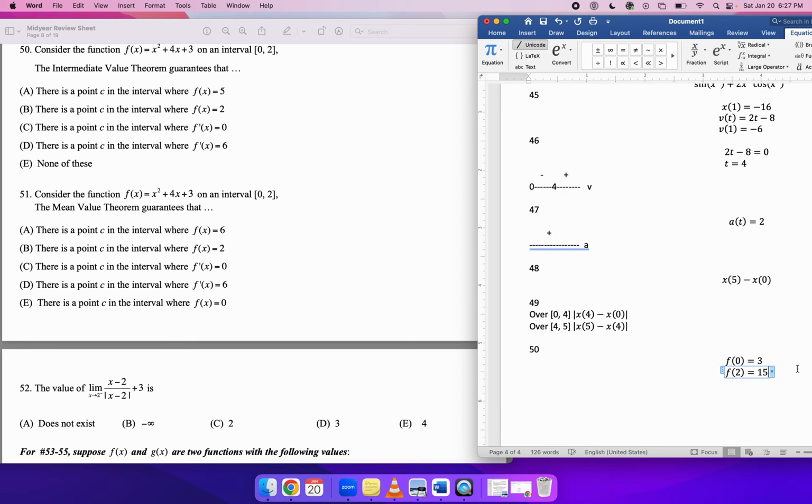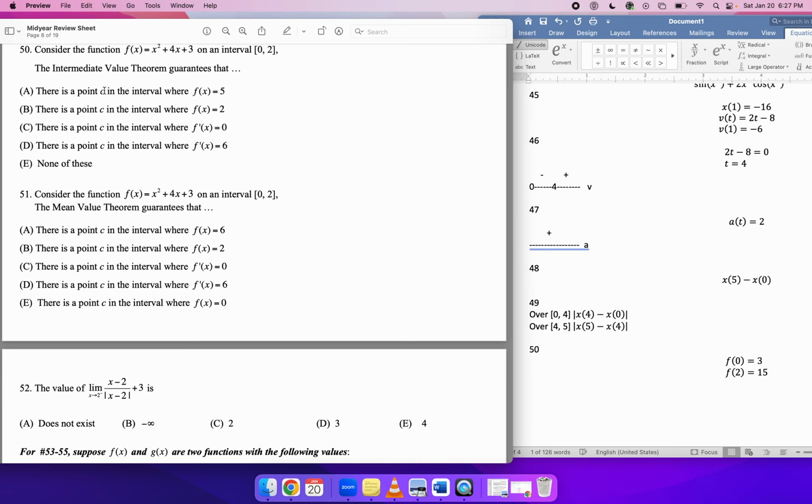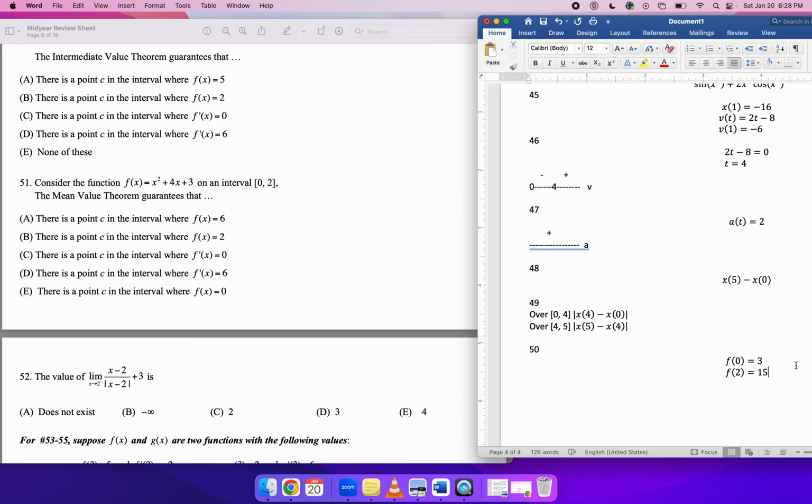Basically, if you pick any intermediate y value between 3 and 15, I know the function will take on that y value at some moment between 0 and 2. So there's a point c in the interval at which the function is equal to 5. Yeah, that's guaranteed because 5 is between 3 and 15. 2, no, because it's not between those numbers. This one is not even talking about the right thing. This is talking about f prime. The intermediate value theorem says nothing about f prime, so forget about these. Okay. And then I think I'm going to stop here.